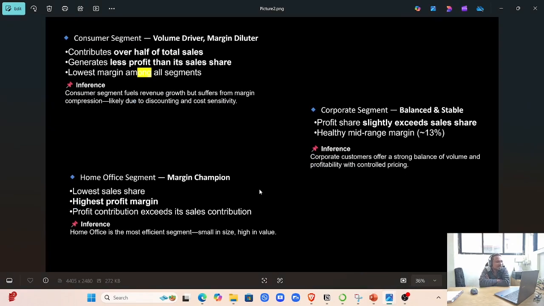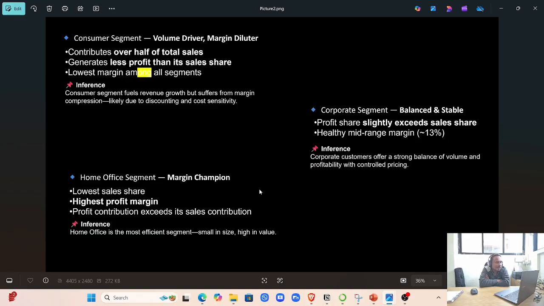the consumer segment, which is a volume driver and margin diluter, contributes over half of the total sales, generates less profit than its sales share, and has the lowest margin among all segments. The corporate segment is balanced and stable. Its profit share slightly exceeds its sales share, with a healthy mid-range margin of about 13%.